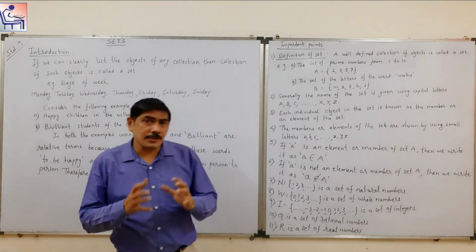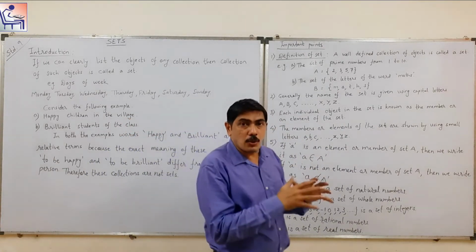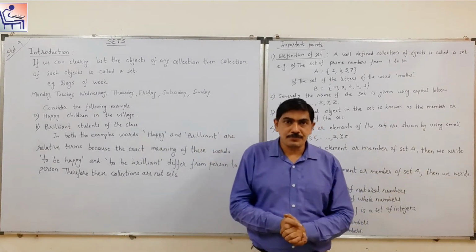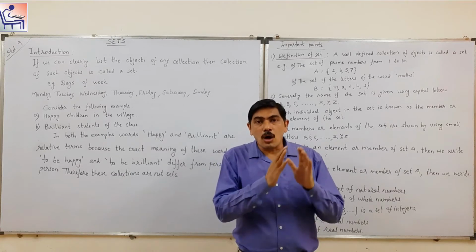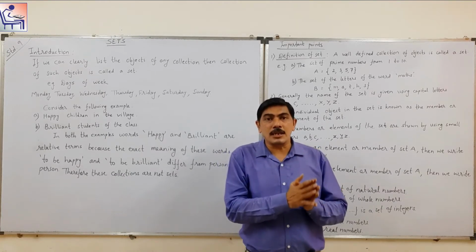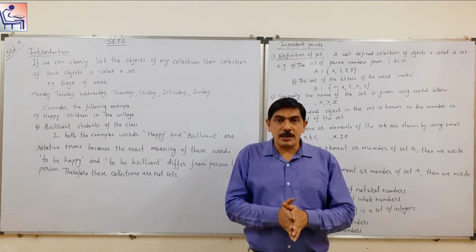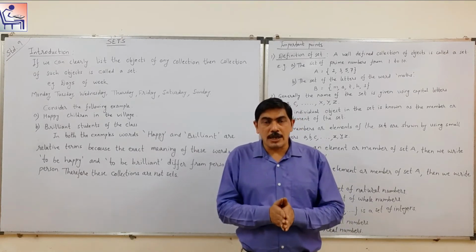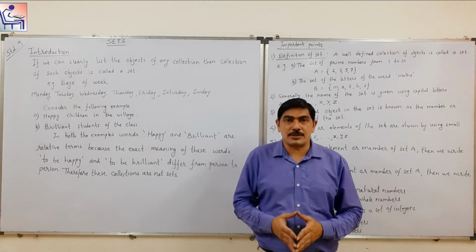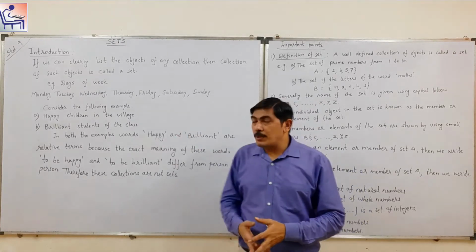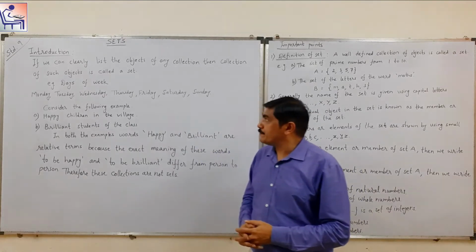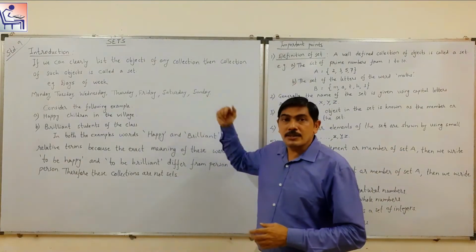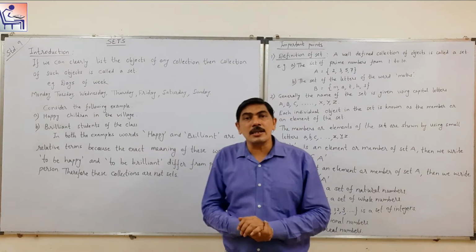If you go to the library, you will see many books over there. All those books, you can clearly identify them. So it is a collection of books, and that is why it is a set. Here, an example is given as days of the week: Monday, Tuesday, Wednesday, Thursday, Friday, Saturday and Sunday. Here, you can clearly identify them.